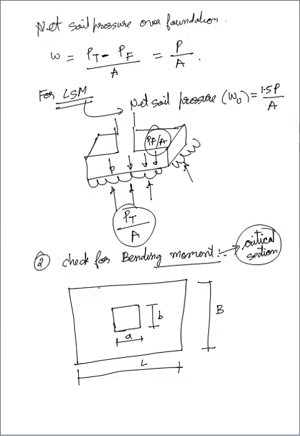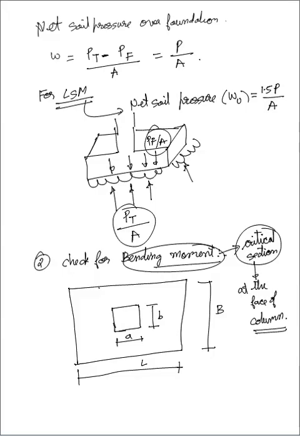That you have to remember. Okay, and where do you have to take this critical section? Critical section for bending moment. Okay, for bending moment at the face of column. Face of column, it means the boundary of column.